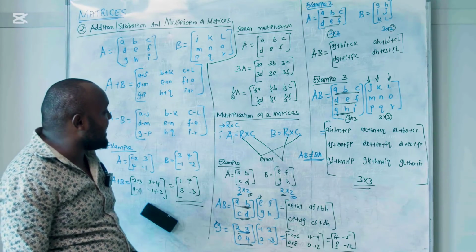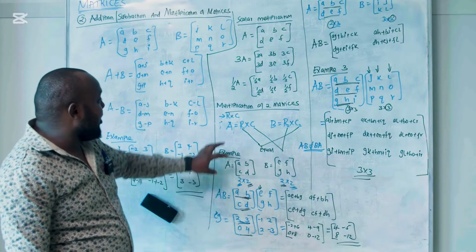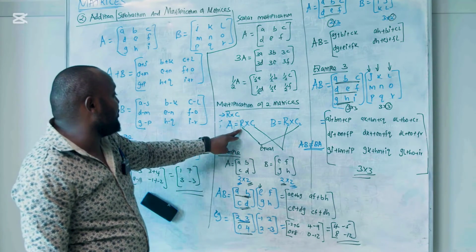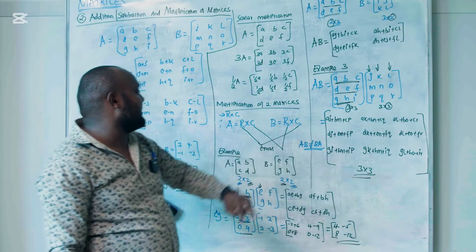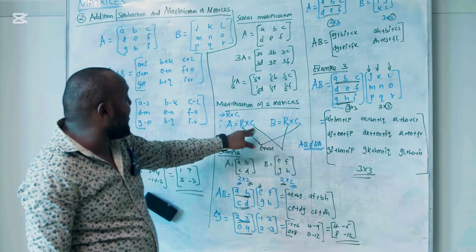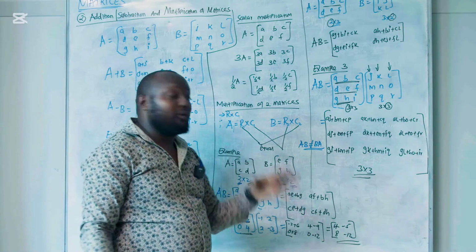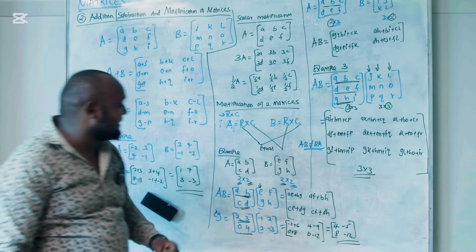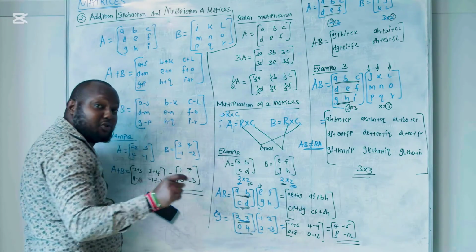Multiplication of matrices is that when you are multiplying two matrices, the number of columns in the first matrix must be the same as the number of rows in the other matrix. I've given an example. I started with 2 by 2, and I showed you how we multiply.